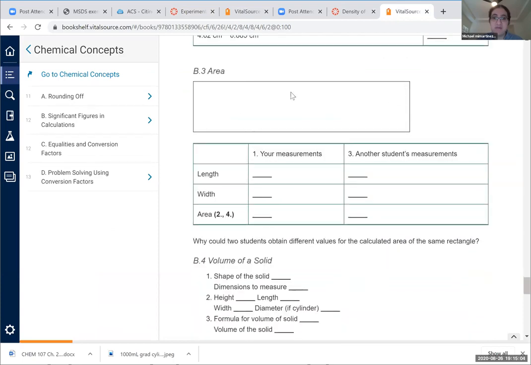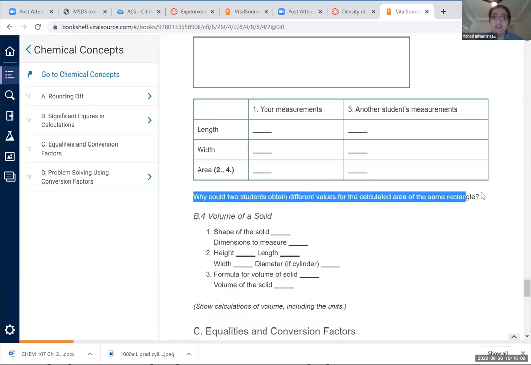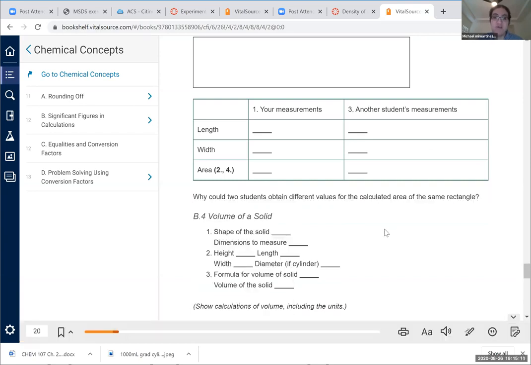So here is the table that you'll be filling out in your report sheet, and you're going to answer the questions as well in your report sheet. Does this make sense to everyone?